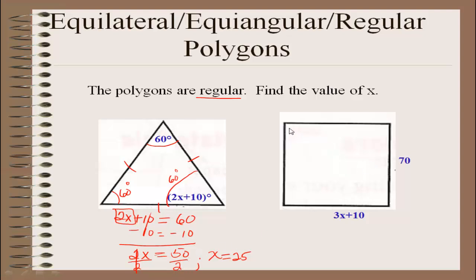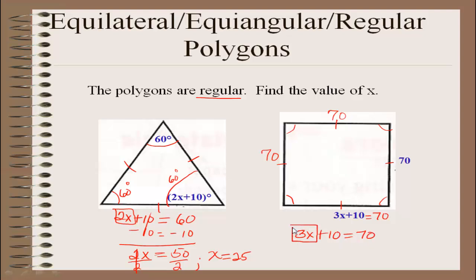Okay? In the second example, I have the sides. If it's regular, I know all sides are congruent, and all angles are congruent. So if this side measures 70, that means this measures 70, this measures 70, and also this side measures 70. So I can write my statement equal to 70.